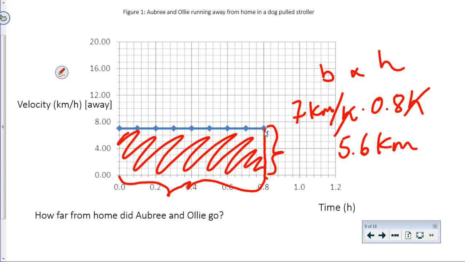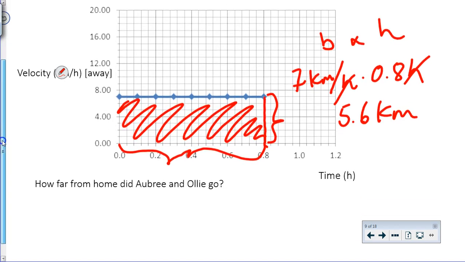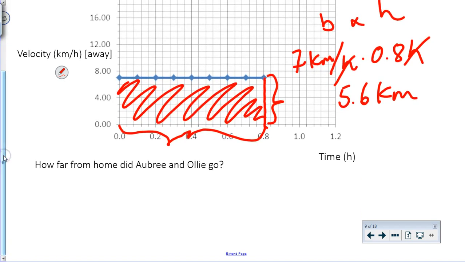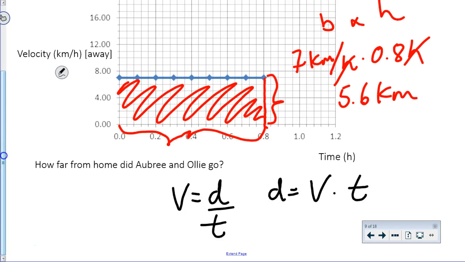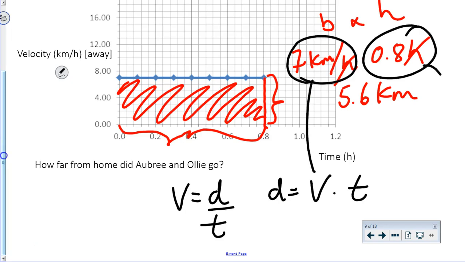Now, there's another way you can actually start to look at this too. Some people will say, well, can't I just take a formula and rearrange a formula? V equals D over T. D is equal to V times T. Well, that's essentially what this is. Here is V, here is T. So, why would we tell you that you have to do the area under a graph if you could just use a formula?